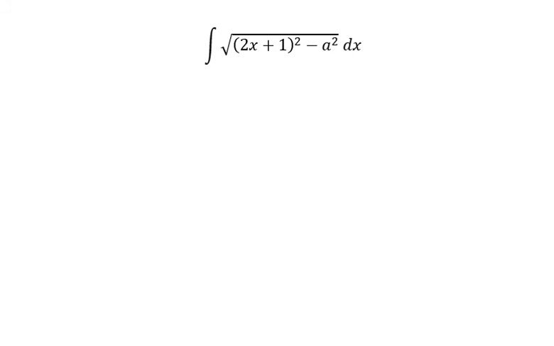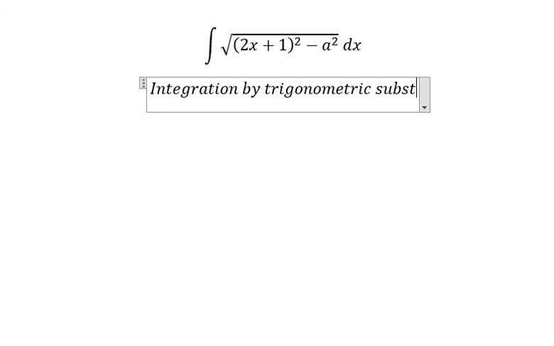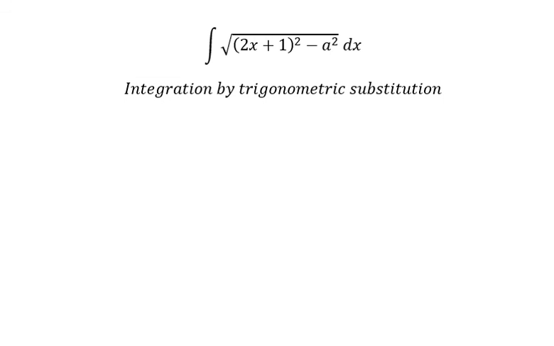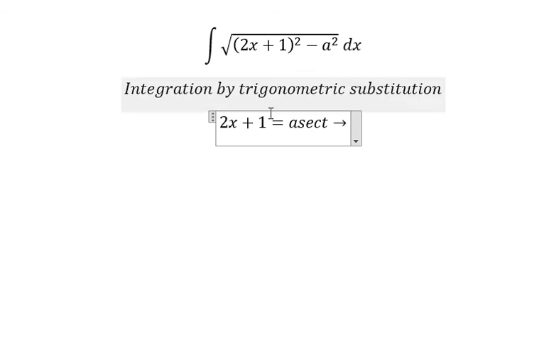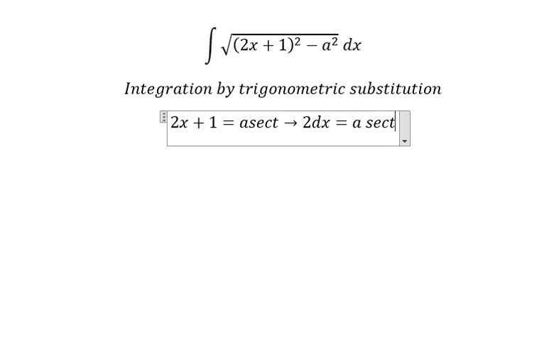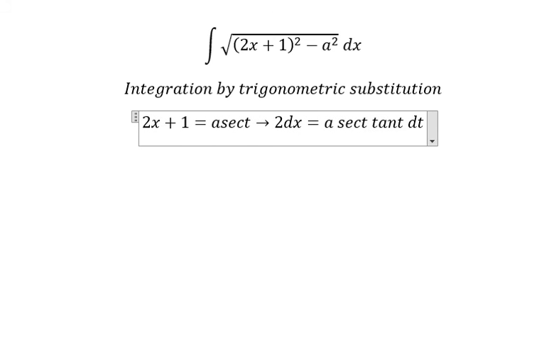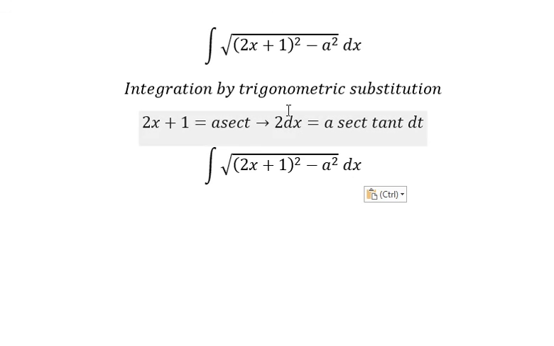So I will use integration by trigonometric substitution. So I will put u equals 2x plus 1 equals a secant of t. So we first take the derivative of both sides. You get 2 dx equal to a secant of t tan t dt. So we put this one in here.